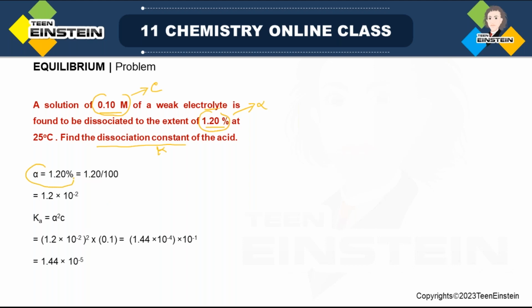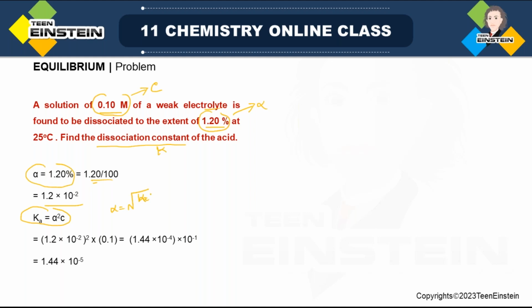First, this alpha is given in terms of percentage, so you have to divide it by 100. After dividing this value by 100, you get 1.2 × 10^-2. Now you have to use this equation, K is equal to alpha square C, the same equation.